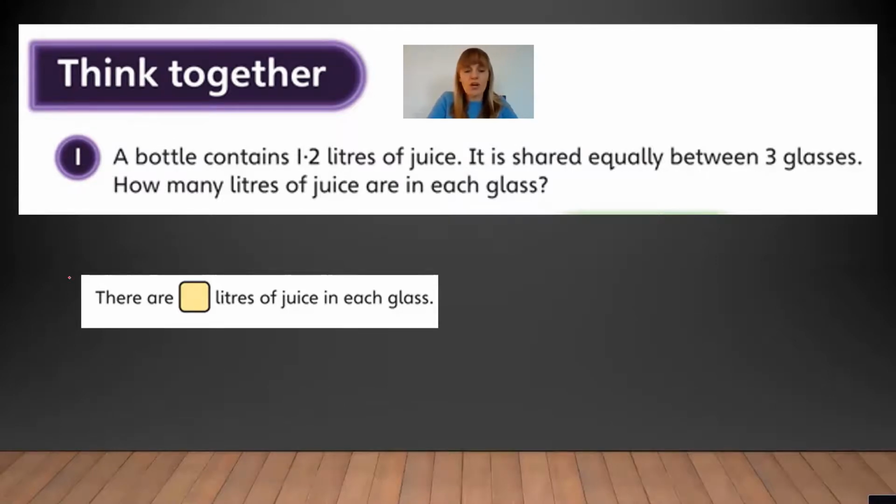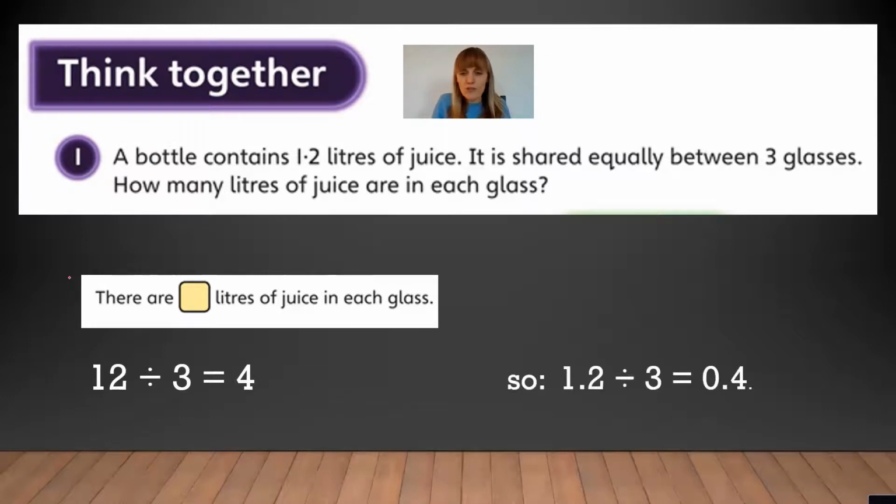Because what we want to know is how much does each glass get of that 1.2 litres? So we're thinking I've got a total of 1.2 and I've got to share it between 3 glasses. Now my known fact is going to be 12 divided by 3, which is 4. But we want to know 1.2 divided by 3.